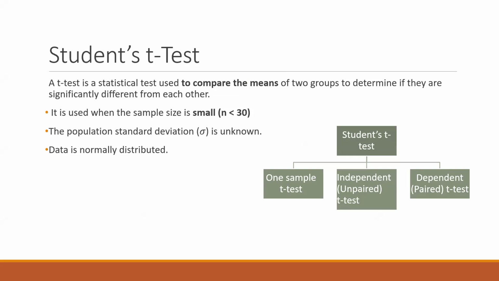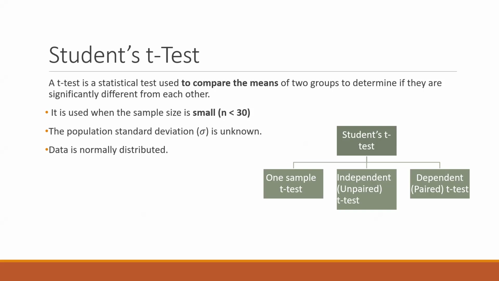So now we come to the number one test, which is the most important test, and we use it quite often in biostatistics, which is the student's t-test. A t-test is a statistical test used to compare the means of two groups to determine if they are significantly different from each other. It is used when the sample size is small, that is, the number is less than 30, the population standard deviation is unknown, and the data is normally distributed.